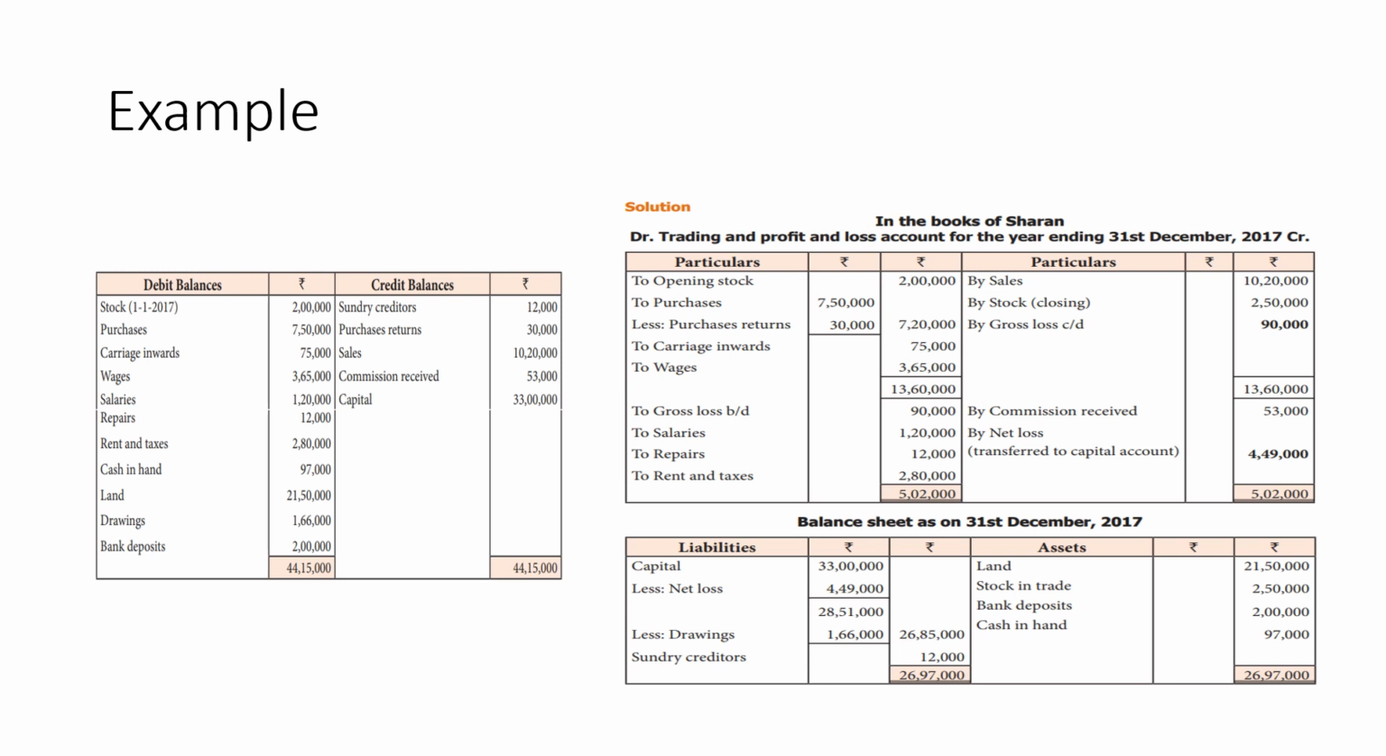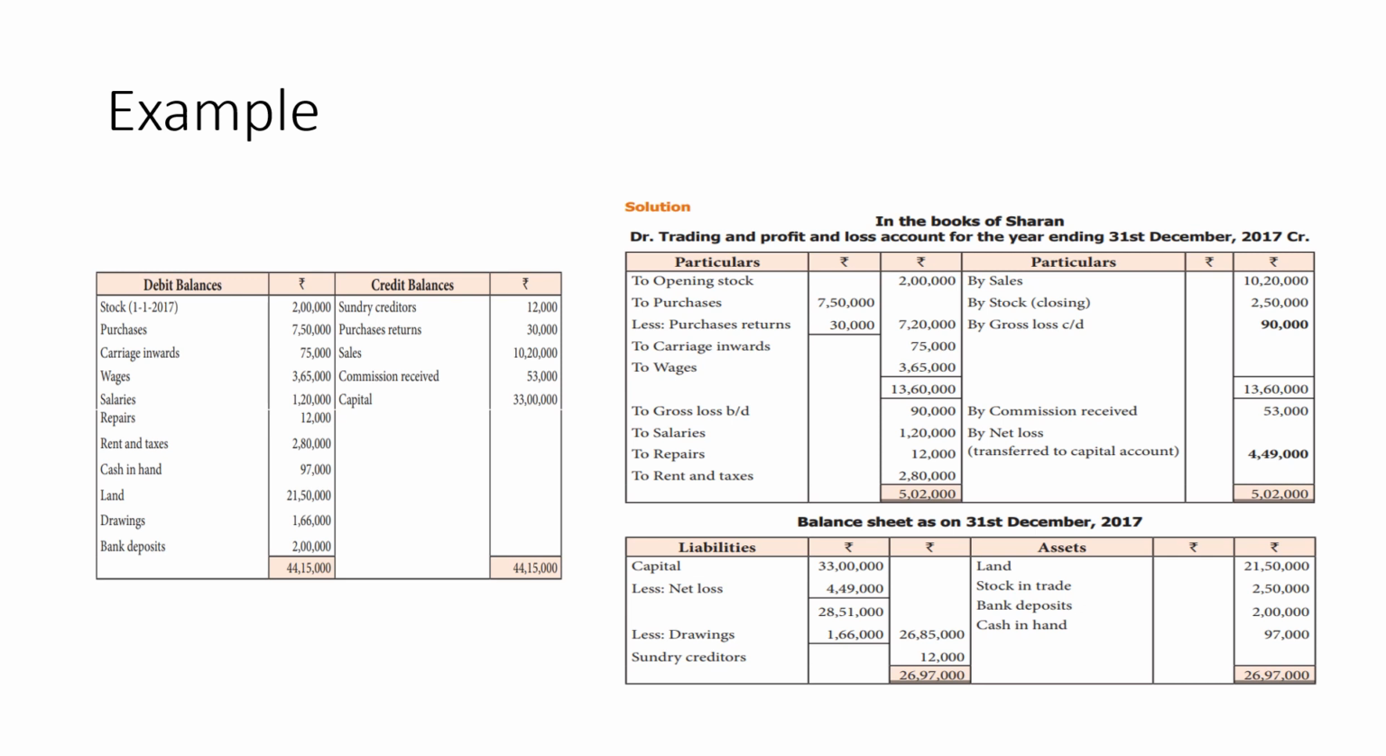Here they gave some debits and credits. First we have to prepare the trading account and income statement, the trading and profit and loss account. Then from that we can prepare the balance sheet. Using these debits and credits, we write the items that come under trading and calculate the gross profit or gross loss. From that gross profit or loss we calculate the net loss or net profit. After finding the net profit or net loss, we can prepare the balance sheet.